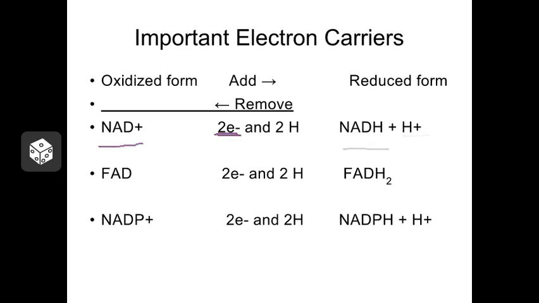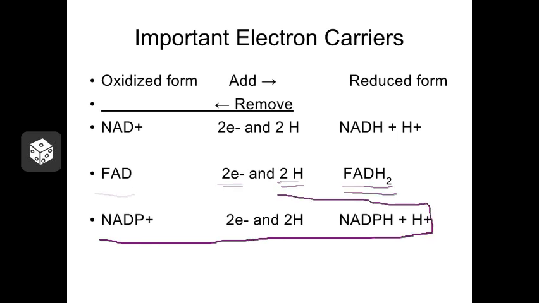Another energy carrier you will see is FAD, FADH2. The oxidized form that's empty is FAD. It will also interact with electrons and hydrogens to form the reduced form, the energized form, which is FADH2. This energy carrier we will see in photosynthesis, so just keep it in mind for now, but we'll see it in action in Chapter 10.